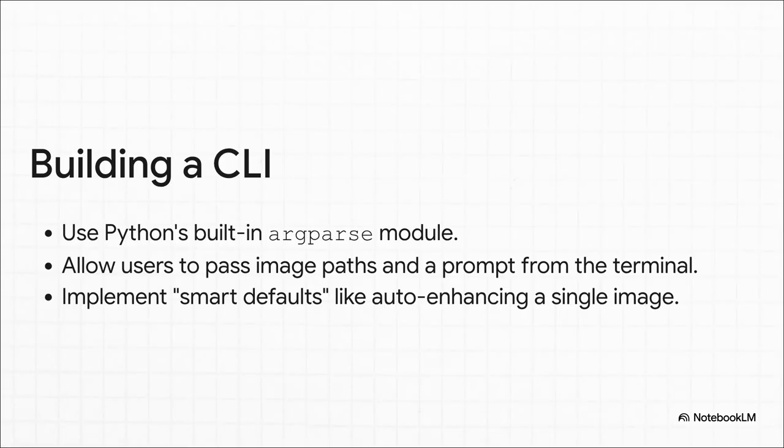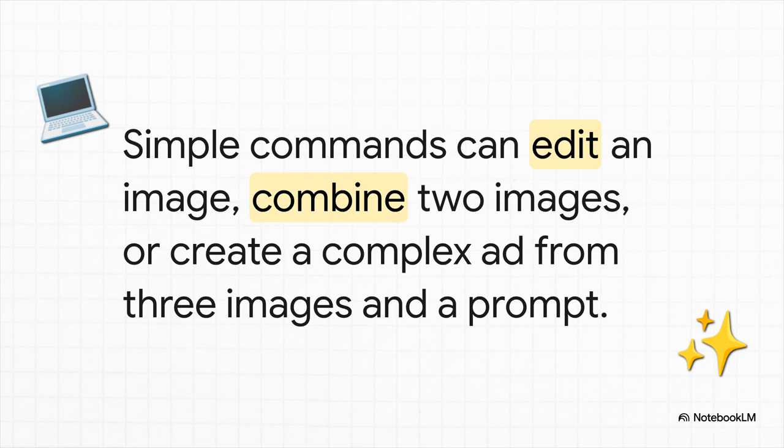And to turn this into a real application, we're going to build a command line interface, or a CLI. We can use Python's built-in argparse module, which lets you run your tool right from the terminal by passing in image files and prompts. We can even build in smart defaults, so if you only give it one image, it knows you probably just want to enhance it. And check out what that looks like in the real world. You want to put a suit on a guy? Just pass in the image and the prompt. Want to combine a picture of a woman in a jacket? Just pass them both in. You want to get really crazy and make a flashy ad with 3 different images? Easy. This completely transforms our simple script into a powerful and versatile creative utility.